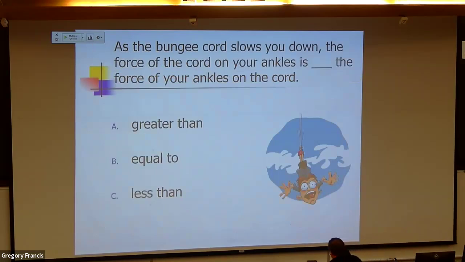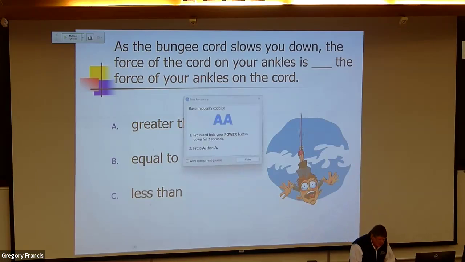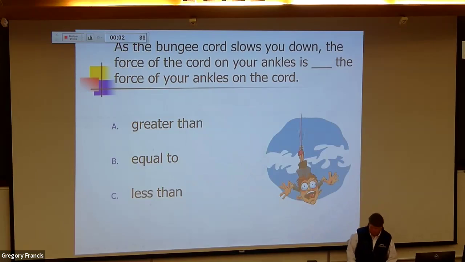So let's see if we understand where we've been. As a bungee jumper slows, let's say it correctly, as the bungee cord slows you down, the force of the cord on your ankles is greater than, equal to, or less than the force of your ankle on the cord. Let me get you started here. The first time always takes a little bit more. Now you can vote. Vote early, vote often.